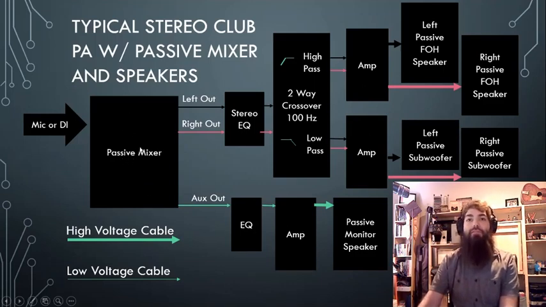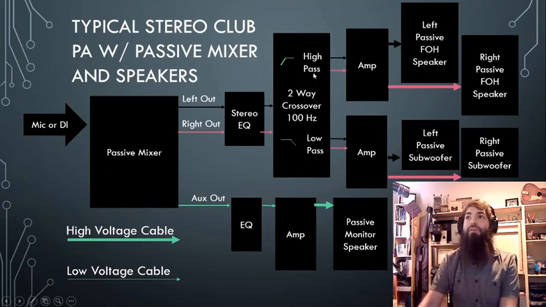So this passive mixer, again, is going to output line level. So we would output left and right to a stereo EQ. This stereo EQ is going to output to a left-right input on a crossover. And this crossover actually is going to have four separate outputs. One is for the left-right with a high pass on it. The other is the left-right with a low pass.